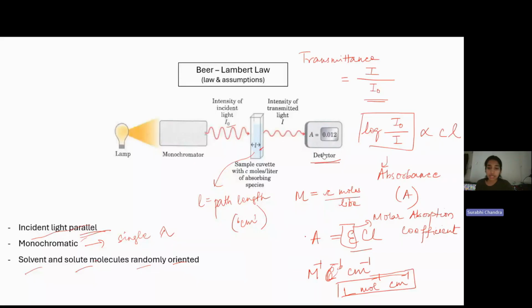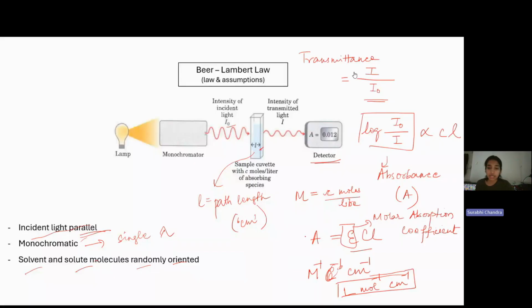Okay. So it has been found that absorbance is directly proportional to the concentration C, the concentration of the molecule of interest or of the sample here. As well as it is directly proportional to the path length of the cuvette. And when the proportionality constant comes up, you have the molar absorption coefficient.